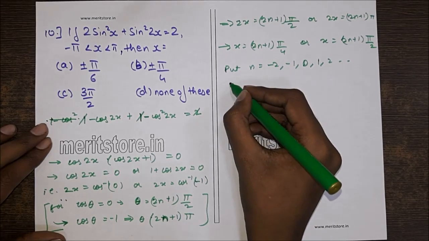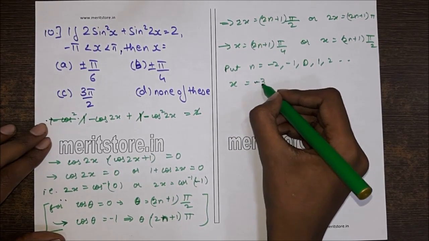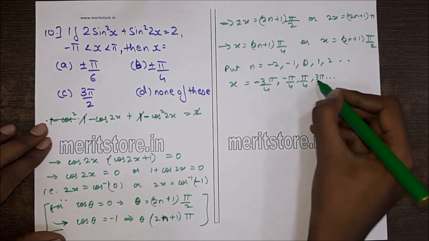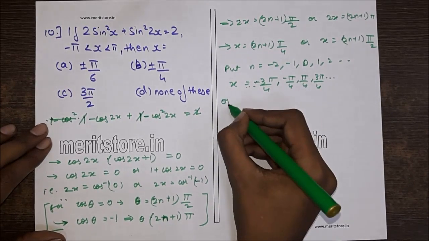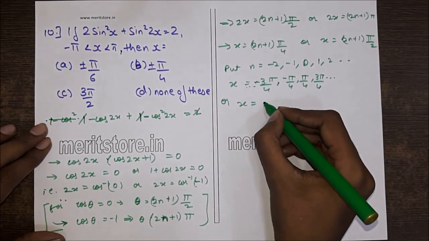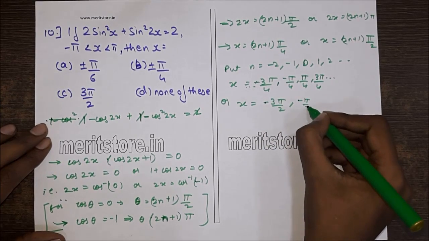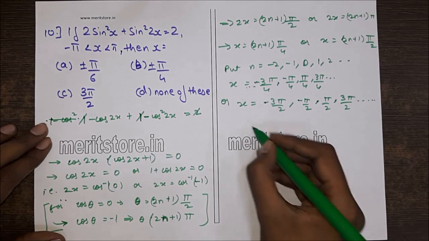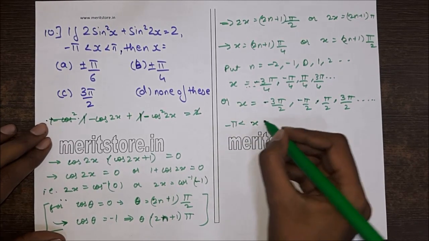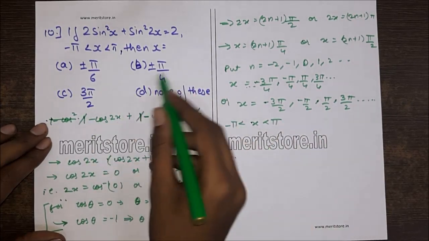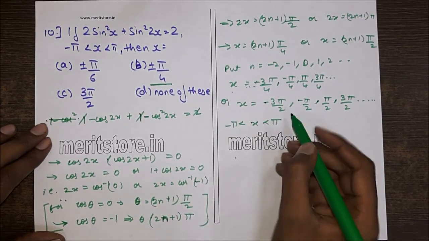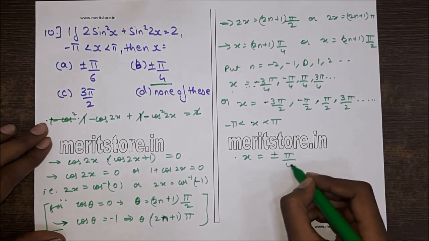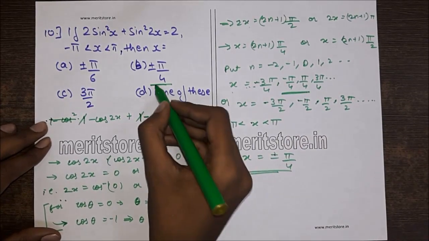We get various values of x, which are x equals minus 3 pi by 4, minus pi by 4, pi by 4, 3 pi by 4, up to infinity, or x is equal to minus 3 pi by 2, minus pi by 2, pi by 2, 3 pi by 2, up to infinity. So now x lies between minus pi to plus pi. Within the options, only this is the value of x which lies between minus pi to plus pi. So x must be plus or minus pi by 4, which is this term. So the answer is B, plus or minus pi by 4.